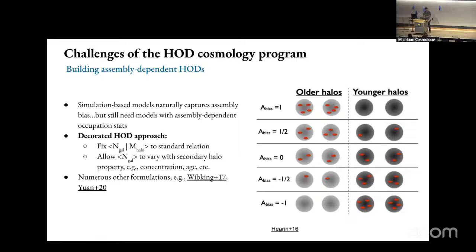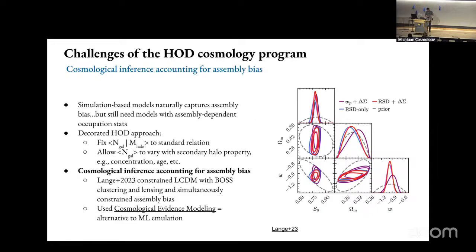And so there are actually many different ways in which this is implemented. I've linked to a couple of them here. This is an analysis led by Johannes Lange in which he analyzed BOSS clustering using this decorated HOD, an HOD that has a secondary dependence on concentration in this paper. And he did this exercise where he repeatedly populated different boxes with an HOD, computed the clustering, and then derived cosmological inference by leveraging this cosmological suite of boxes.